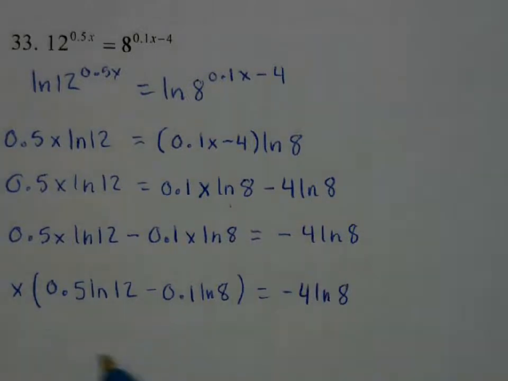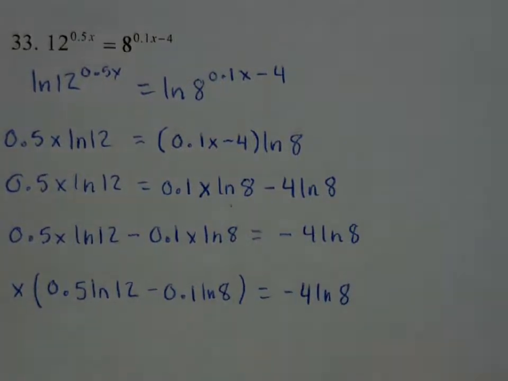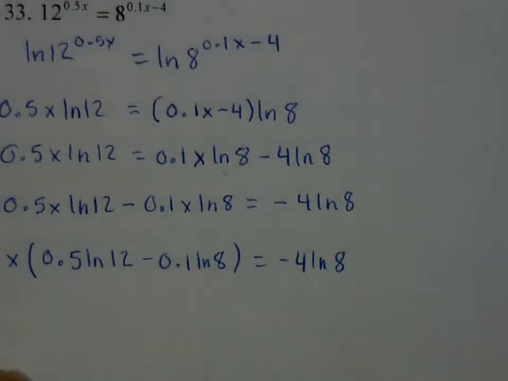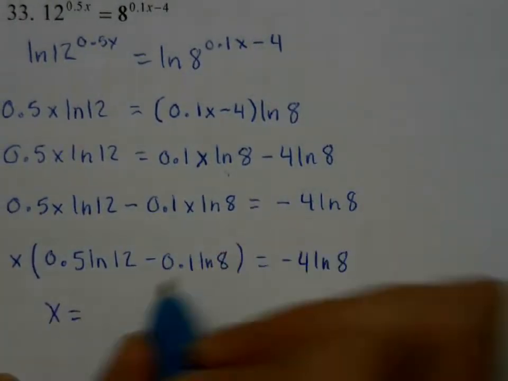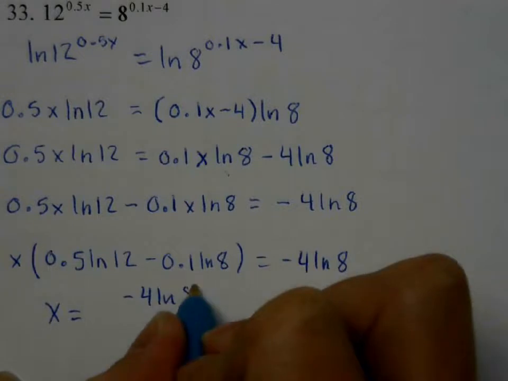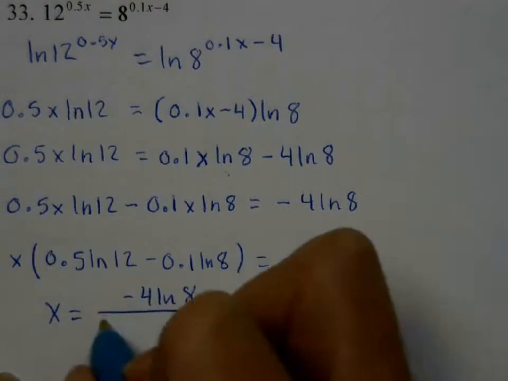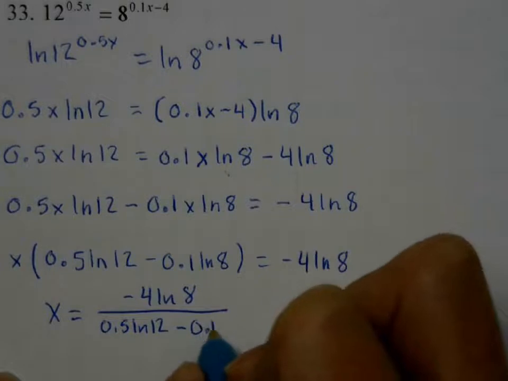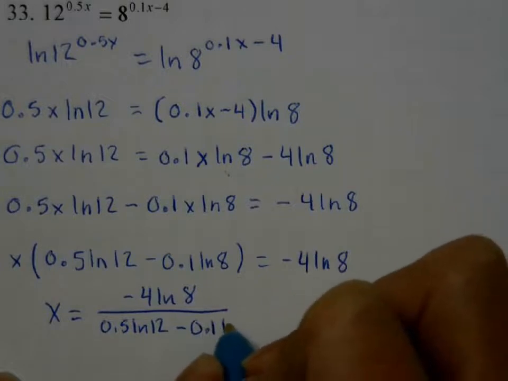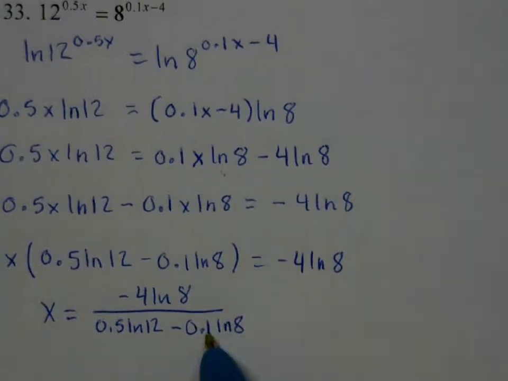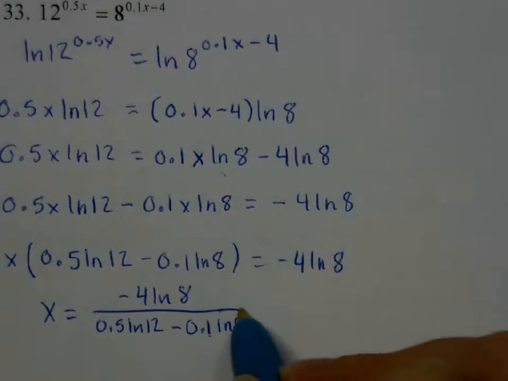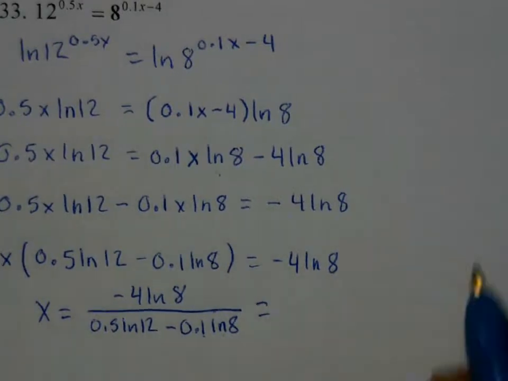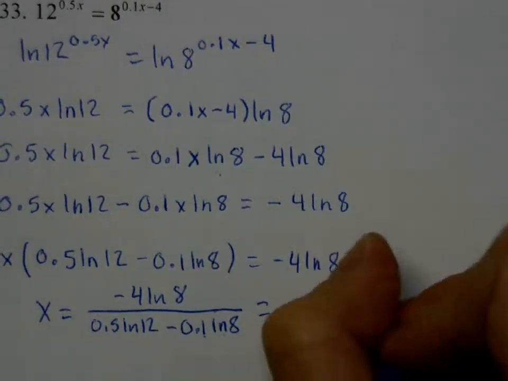And then divide. So my x will end up equaling negative 4 ln 8 divided by all of that. Okay, and that's a 1, that's an L, which I know they look the same. Type that in the calculator, you get negative 8.040.